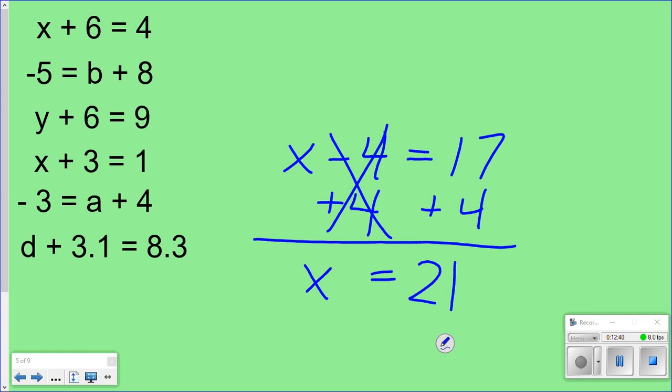So how could I check myself? What could I do to check myself? I say, okay, well, x is 21. I want to make sure I'm right. What can I do? Take 21 minus 4, because there's 4 up here. If x is 21, I can put it back in for here. X minus 4, or 21 minus 4, should be 17.